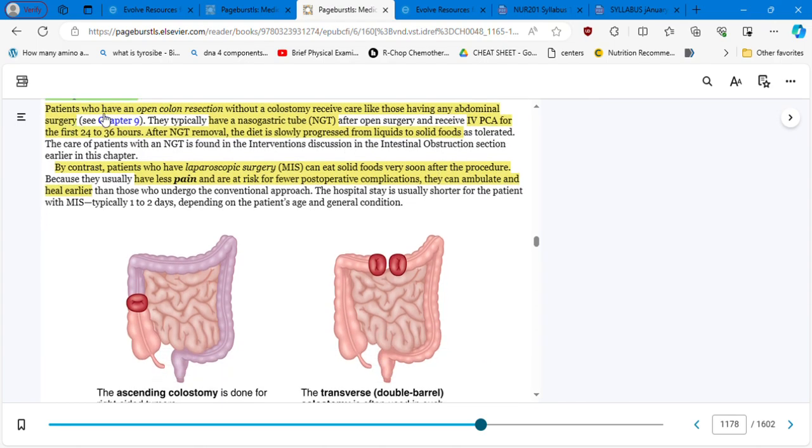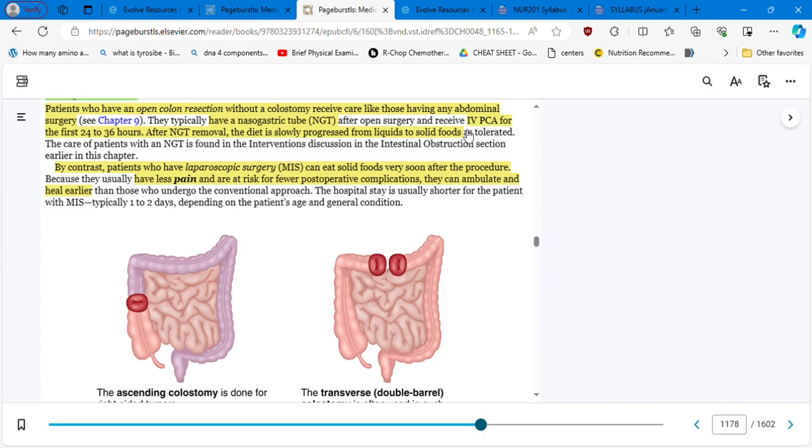Post-operative care: patients who have an open colon resection without a colostomy receive care like those having any abdominal surgery, period. We know abdominal surgery, we need to look and assess for signs and symptoms of infection, peritonitis. Okay, now, they typically have a nasogastric tube, okay? A PCA pump for the first 24 to 36 hours. And after the NG tube removal, the diet is slowly progressed from liquid to solid foods.